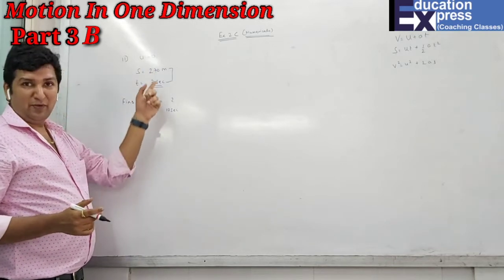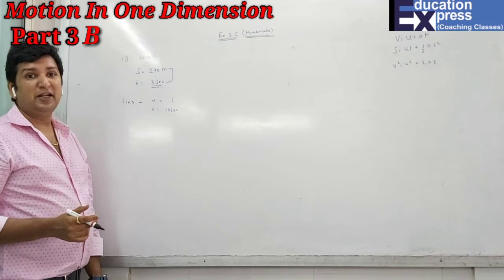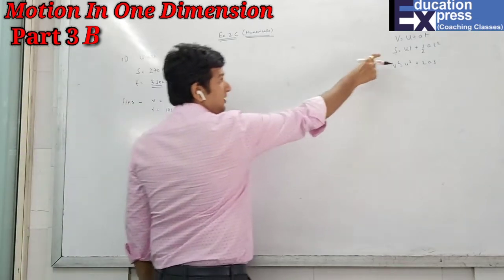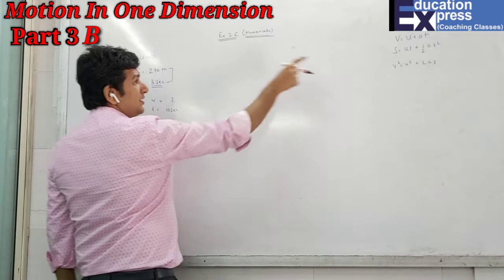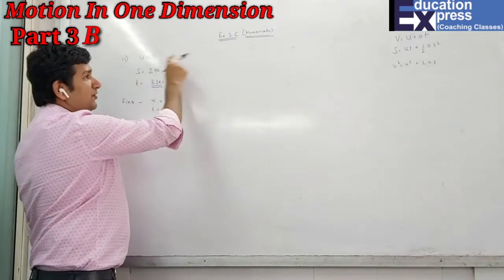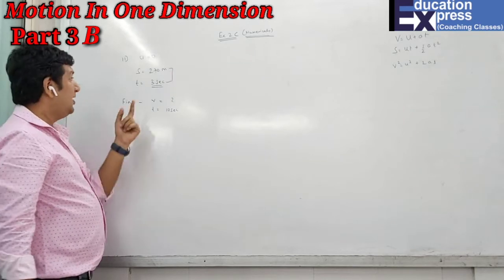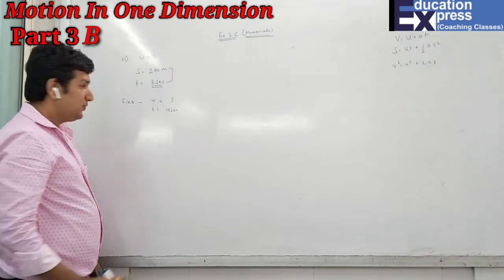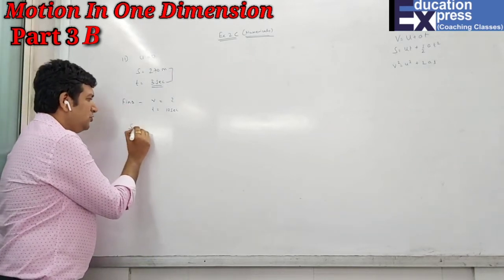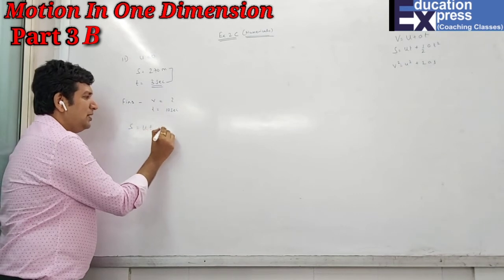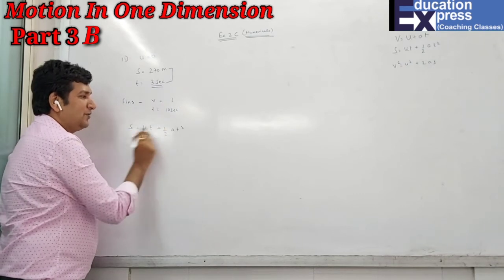What I can get from this information is acceleration, because displacement is available, time is available, and initial velocity is also available. So first I get the acceleration, and after getting acceleration I can find the final velocity. So first I use the second formula. Why the second formula? Because displacement and time are available.